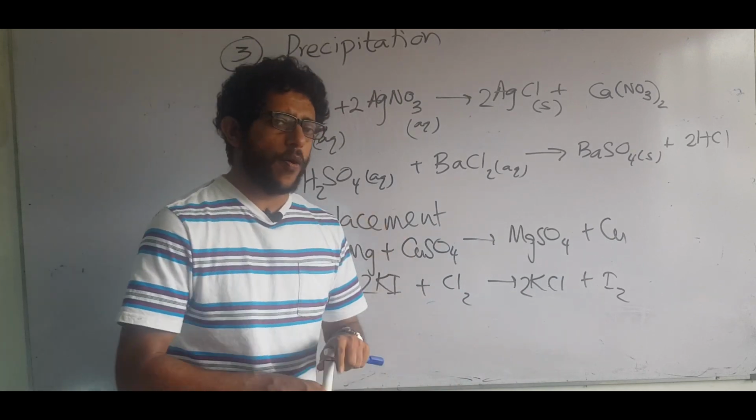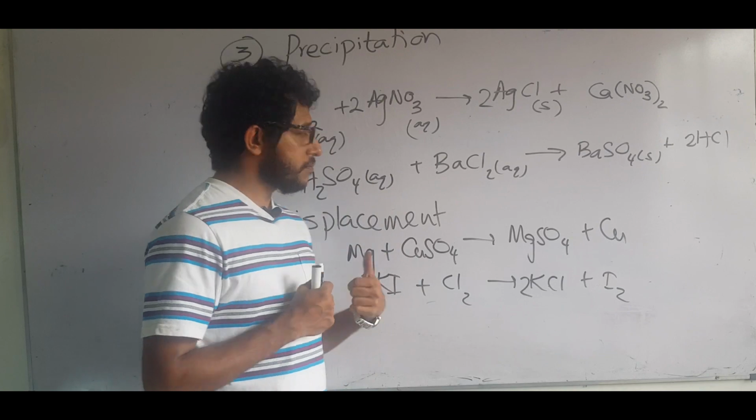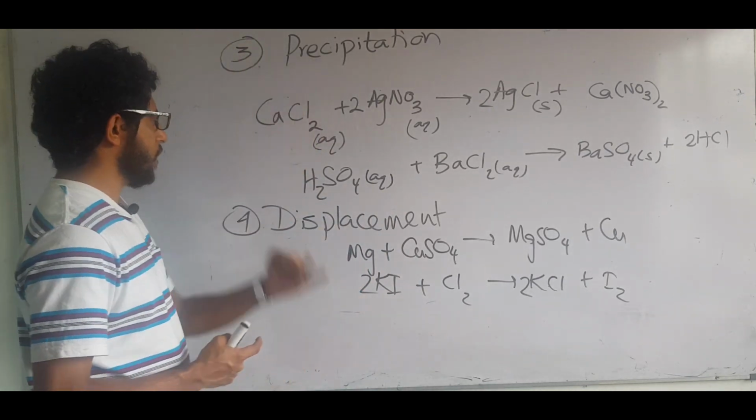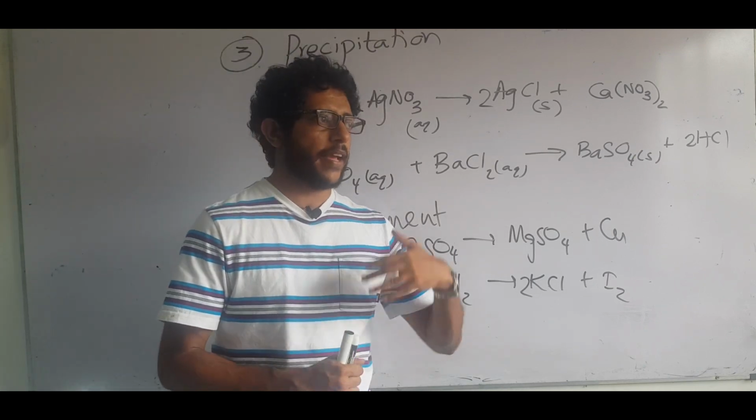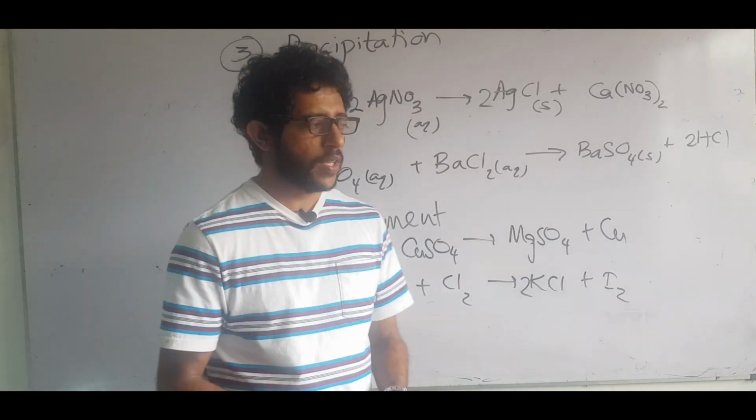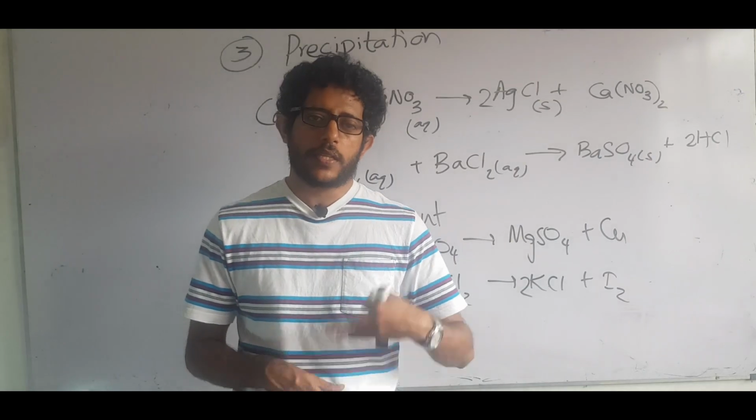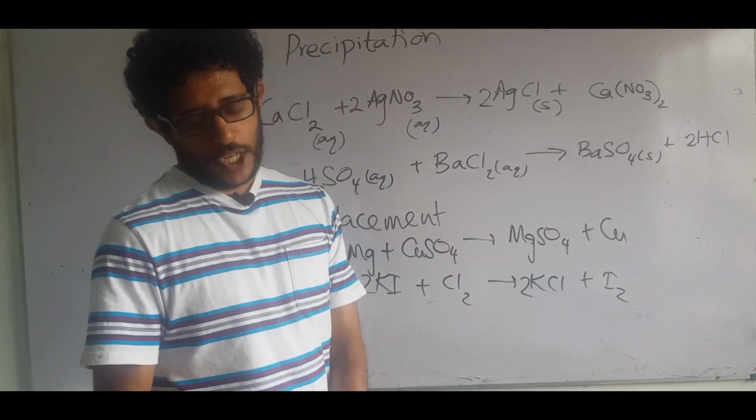So, those are the 4 common types we get in inorganic chemistry: neutralization reaction, thermal decomposition reaction, precipitation reaction and displacement reaction. There are some other types like oxidation reactions, but here we are not going to talk about them. So, these are the 4 common types in inorganic chemistry, 4 different types of chemical reactions very commonly asked in MCQs.